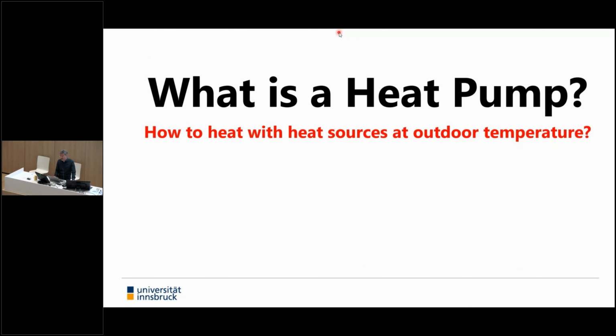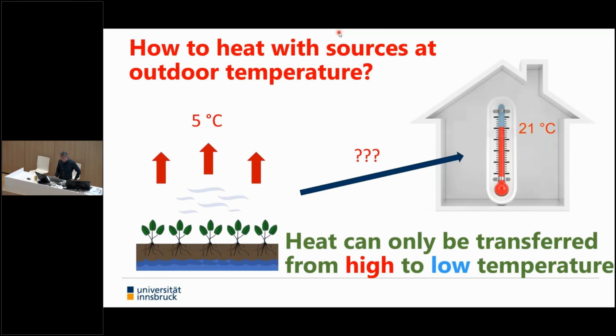To answer this question, you also have to answer the question how to heat with a heat source at outdoor temperatures. And normally that's not possible. You can't heat with outdoor temperatures. That's the second law of thermodynamics. Heat can only be transferred from high to low temperatures. I think you all know that you only can transport the heat in one direction, from warm to cold.